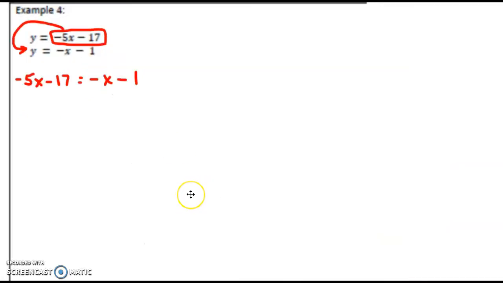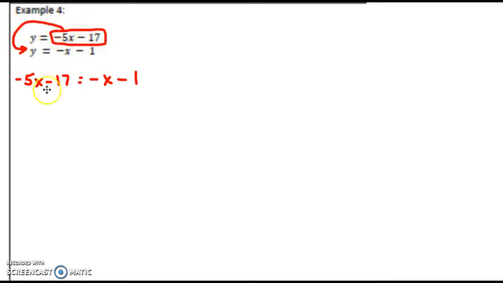Example 4. This one's a little different because you notice that they both say y equals. So this would be a great one to graph if we really wanted to graph. But I wanted you to see how you can actually still solve this using substitution. Grab whichever one you want, bring it around, and plug it in for the y value in the other equation.